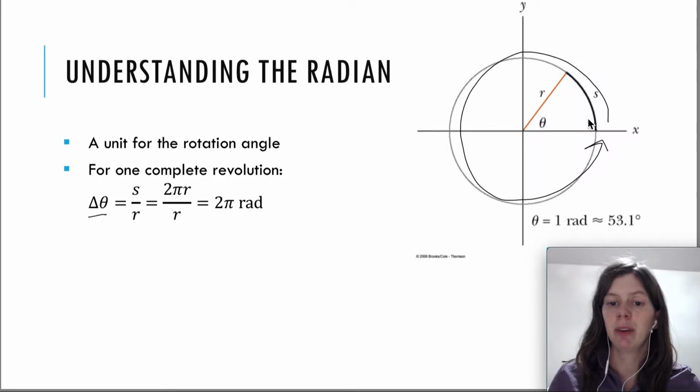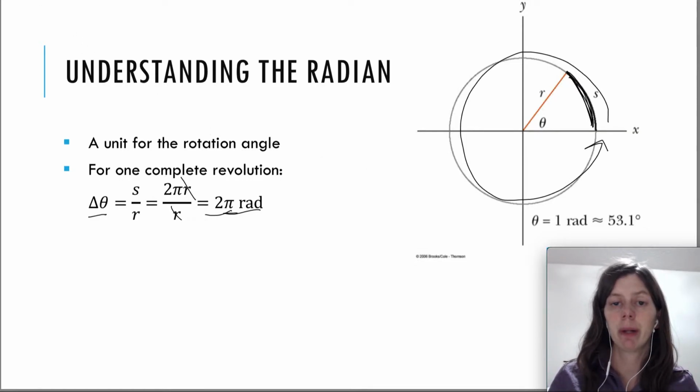Well, that means that the arc length, that distance traveled, that linear distance here, is the whole circumference of the circle, which is equal to 2 pi r. When you divide 2 pi r by the radius, the radii cancel out here, and you get 2 pi. And that's where the unit of the radian comes from. So this is going to be called 2 pi radians. And this angle of 2 pi radians corresponds to a full revolution.